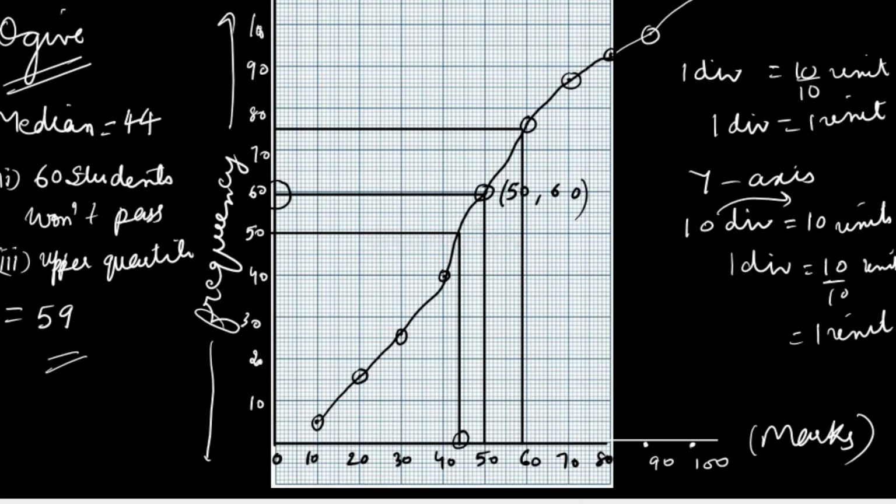So anyone, any doubt? Okay, so no doubts, I guess.